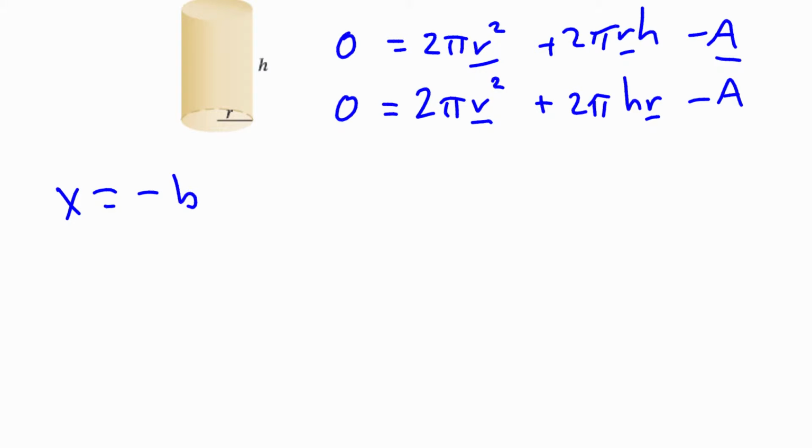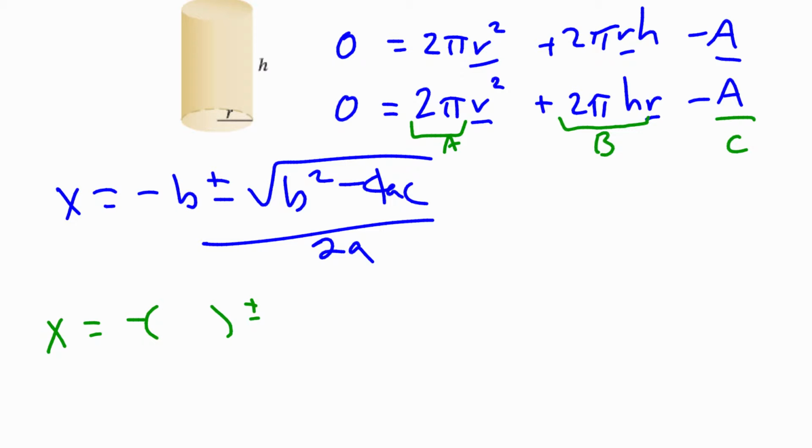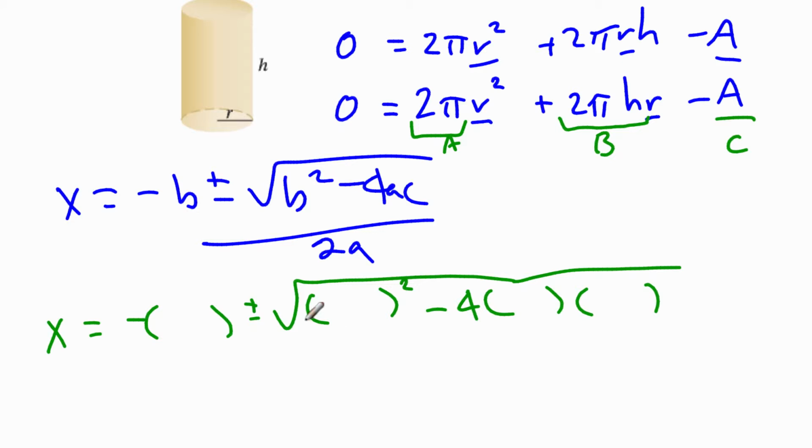So x equals minus b plus or minus square root of b squared minus 4ac all over 2a. Now, when I take a look at the equation up here, this part here is going to be my a. This part here in front of the r is going to be b. And this part here is going to be c. Okay, so x is equal to minus something plus or minus a square root of something squared minus 4 times a times c all over 2 times a.